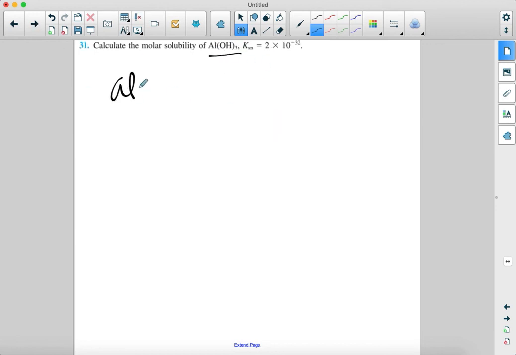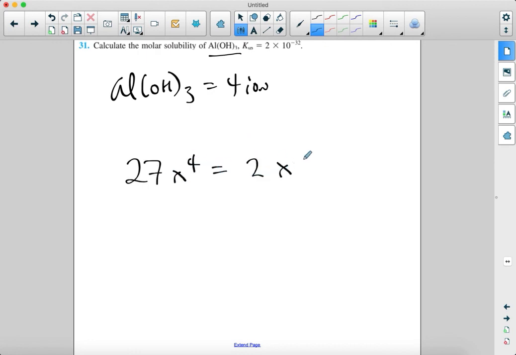This one, Al(OH)3. I have 4 ions, so what am I going to do? Well, 4 ions is 27x to the fourth. So I just dropped my KSP, 2 times 10 to the negative 32nd. So the first thing I'm going to do is 2e negative 32 divided by 27. And then I'm going to 4th root that, and I'm going to end up with 5.2 times 10 to the negative 9th. And that would be my X, or my solubility, molarity, whatever you want to call it.